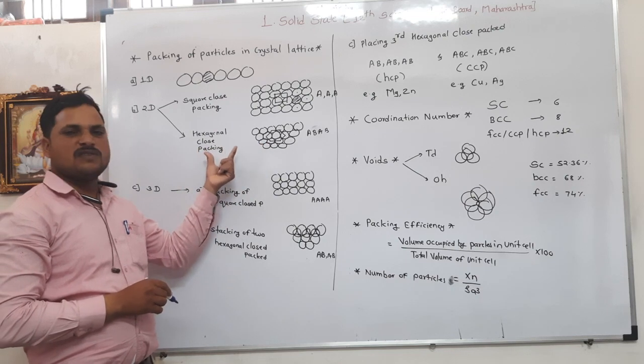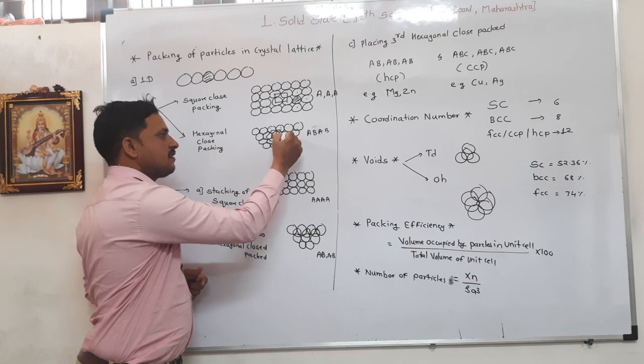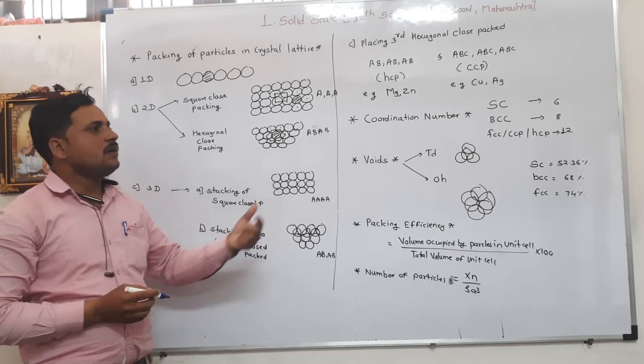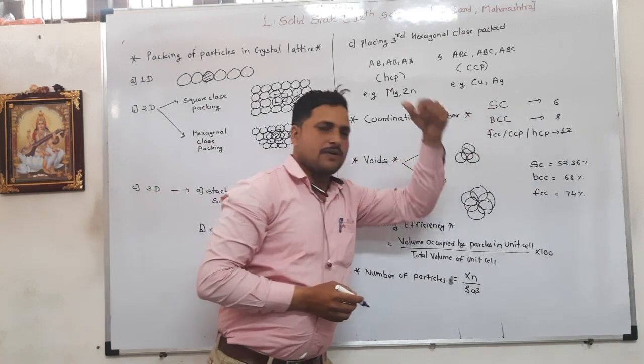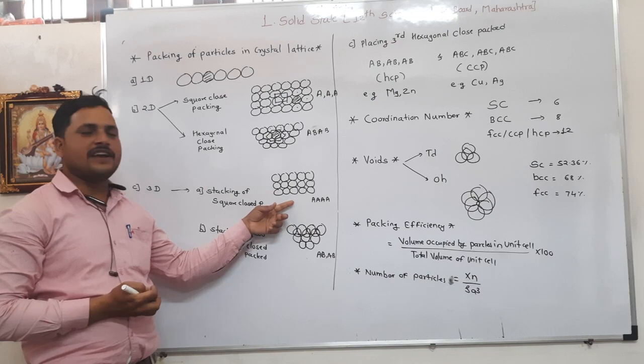In hexagonal close packing, the coordination number of a given sphere is 6. Observe carefully. Now, take the example of square close packing. Square close packing is this diagram.